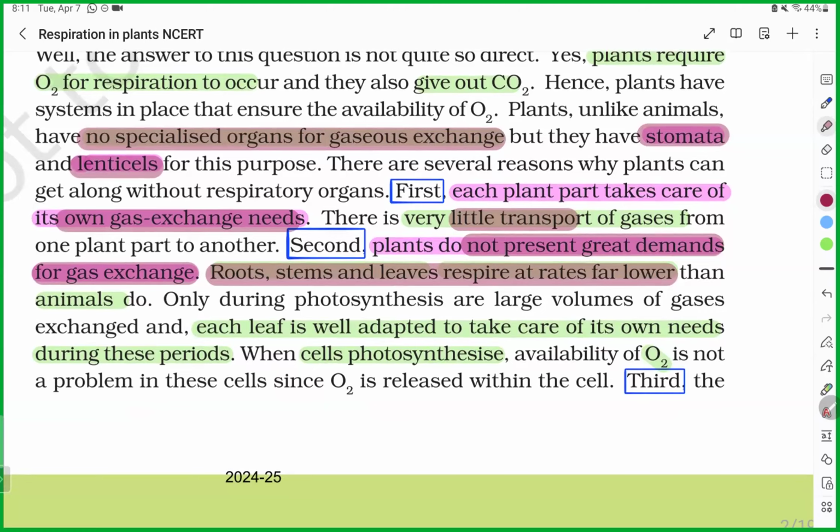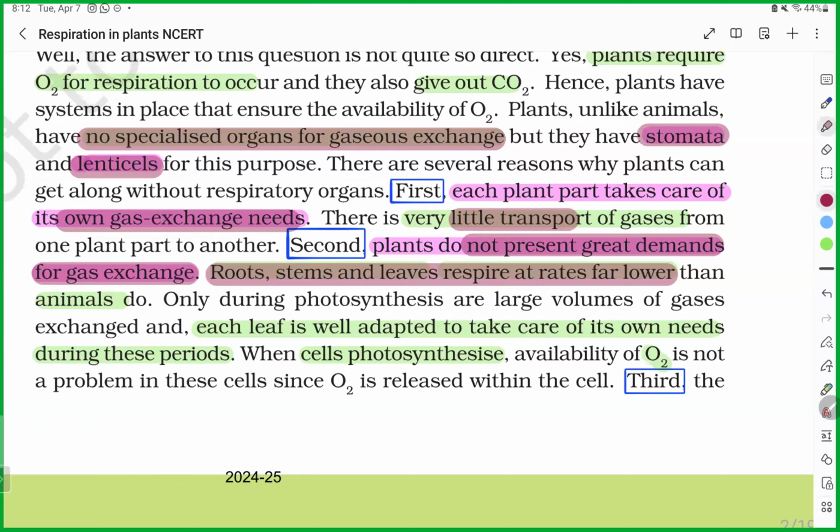Second, their demand is very low. We are homeotherms. We need to maintain a constant temperature. So if we need constant temperature as homeotherms, what will happen? We will see that there is less demand in the case of plants. Why? Plants don't need to maintain constant temperature. Plants do not have constant temperature inside, they don't need it, so their requirement is also very low.